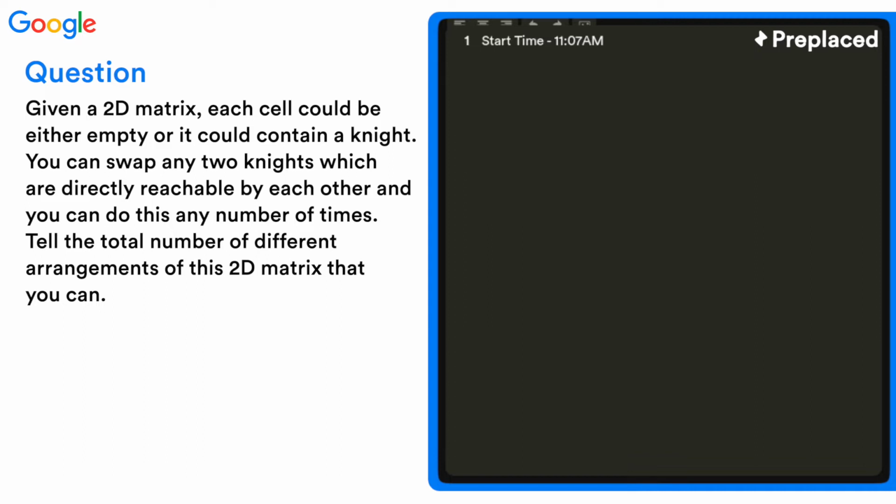And in the original chessboard, I was still able to bring knight 1 to knight 3's position. Can you see that? Although they are not directly reachable, through a sequence of swaps they can come. So there could be different possible combinations of this, right?